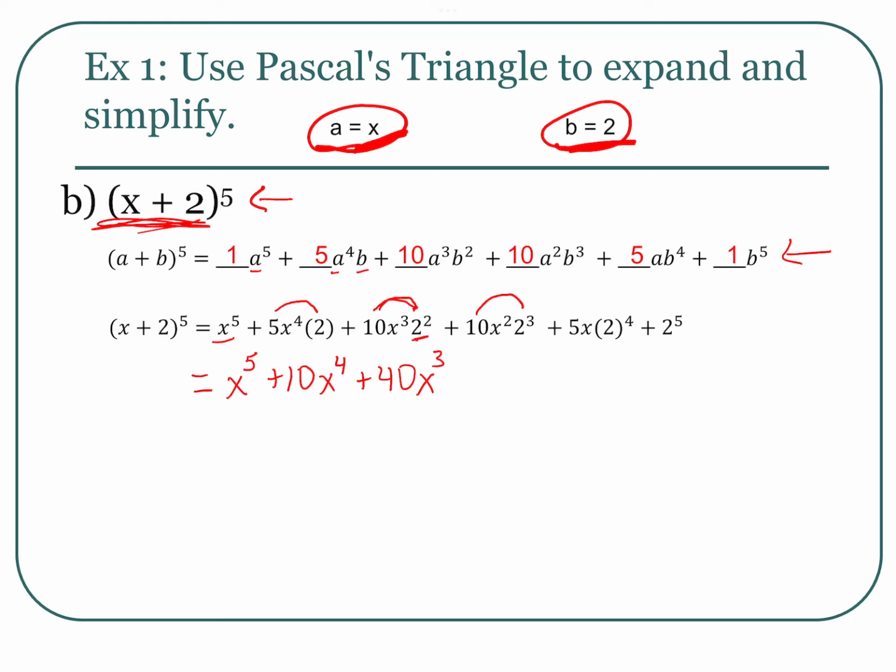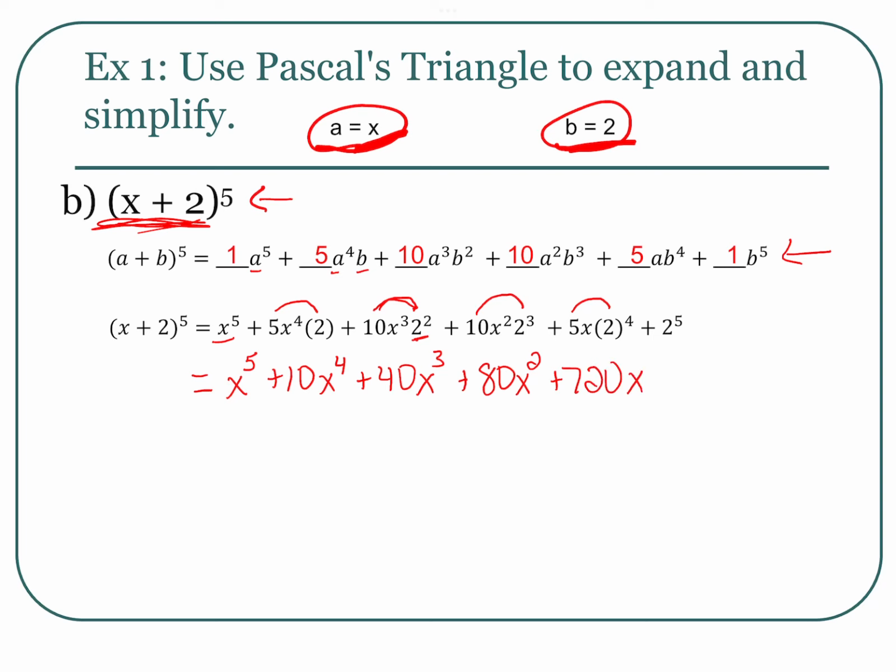Here I have 10 times 2 cubed. Well, 2 cubed is 8, so 8 times 10 is 80x squared. Next, 5 times 2 to the fourth. 2 to the fourth is 16. 16 times our 5 is, where am I at?